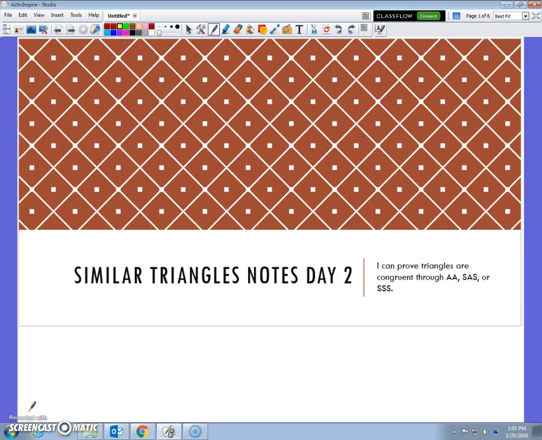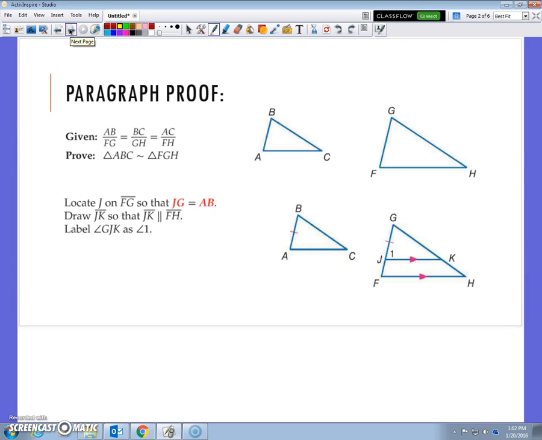This is Mr. Gilman. Today we're going to continue to talk about similar triangles notes. Yesterday we learned some things that are alike in similar triangles as congruent triangles, like the side angle side similarity is very similar to the side angle side congruent statement, postulate. So we learned some of this stuff, but today I want to specifically concentrate on writing a paragraph proof. And we just have one example so you have an idea of what I expect.